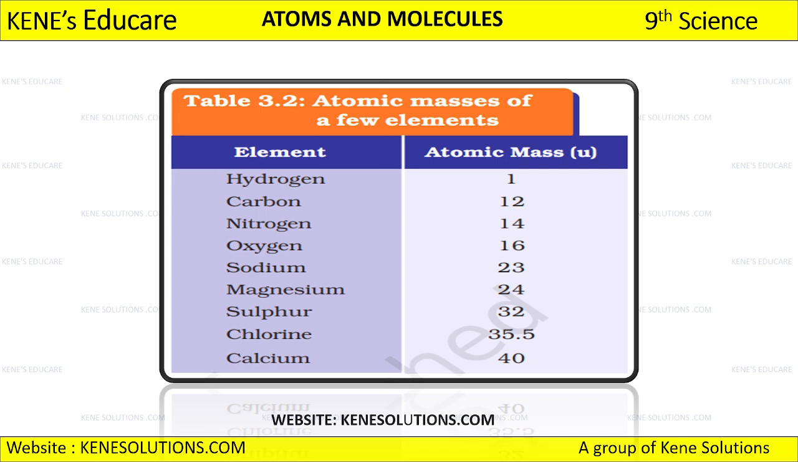So when it comes to hydrogen, the atomic mass of hydrogen is 1. For carbon it's 12, for nitrogen it's 14, oxygen it's 16, sodium atomic mass is 23, then for magnesium the atomic mass is 24, for sulfur it is 32, for chlorine it's 35.5, and lastly for calcium it's going to be 40. So I just want each one of you to please go through it once.